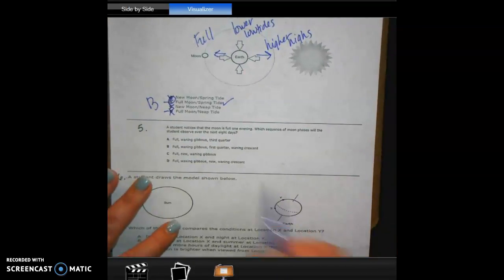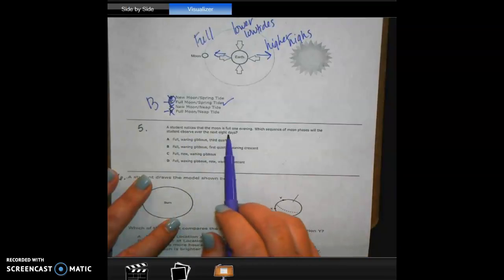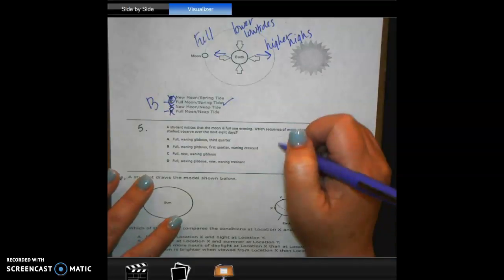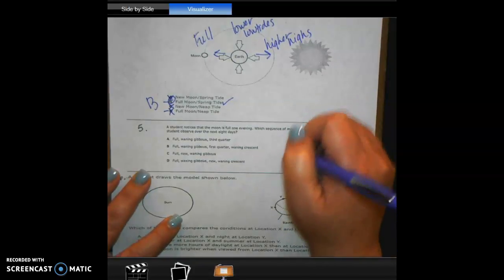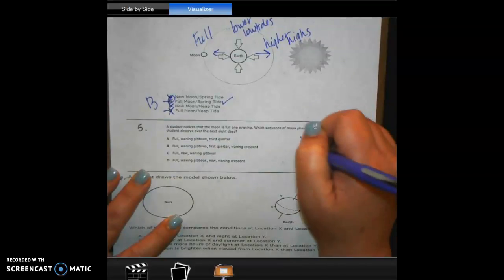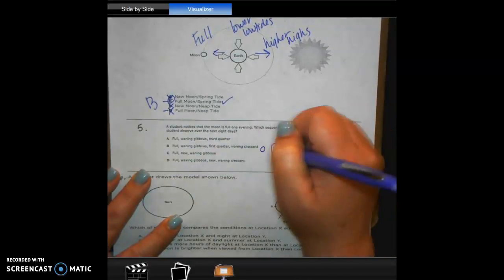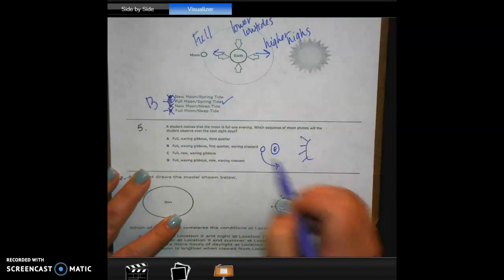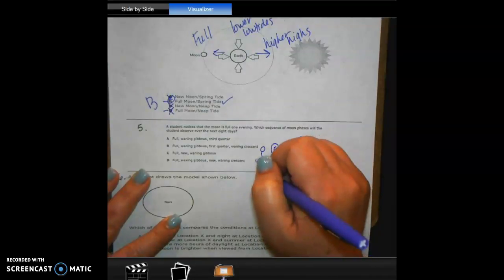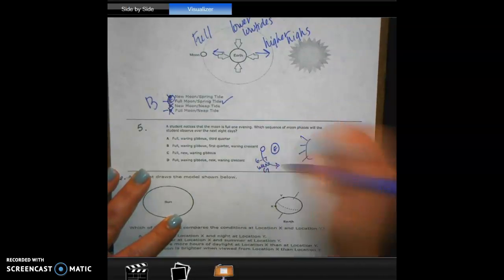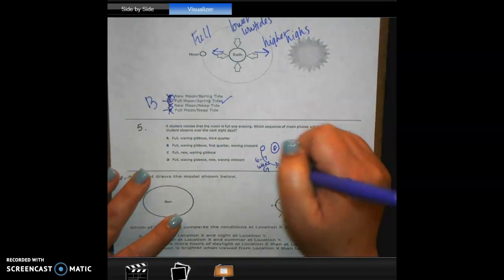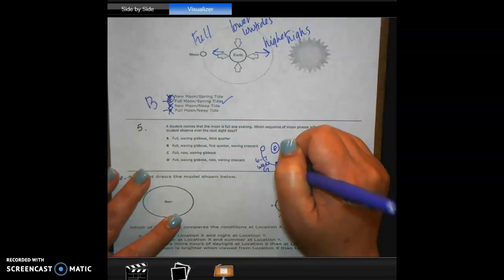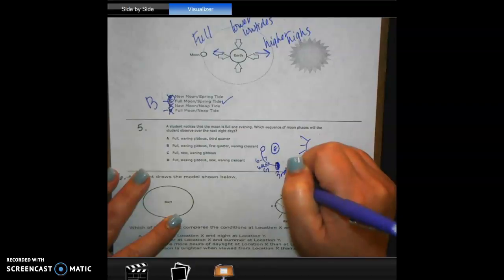Okay, number 5. A student notices the moon is full one evening. Which sequence of moon phases will a student observe over the next 8 days? 8 days, so we've got a full moon. So if our sun is right here, here's our earth. We know the full moon is when the earth is in the middle. So over the next 8 days, here we have about 6 to 7 days of a waning gibbous moon. That takes about a week. And then when we get to a right angle with the earth, then we're going to come into the third quarter moon. The light's on the left, so that's going to be the third quarter.